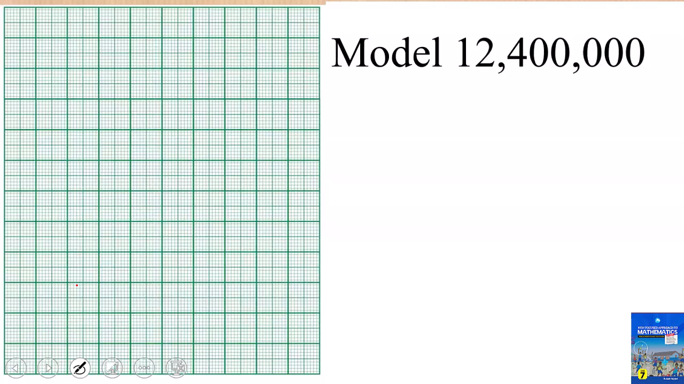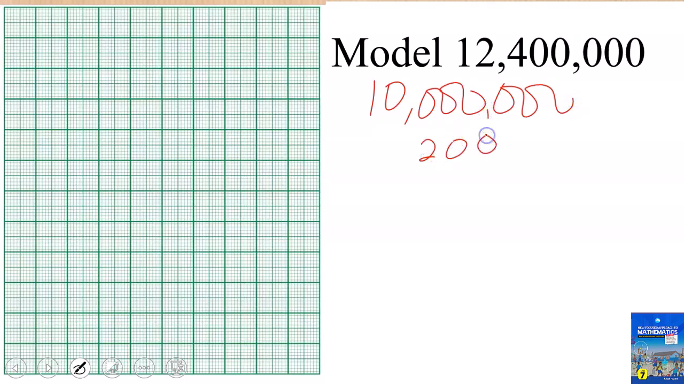For example, we want to model 12,400,000. That is a huge number, right? So first of all, we need to break this down. 12 million simply means we have 10 million, then we have 2 million, then we have 400,000. So these are the parts.